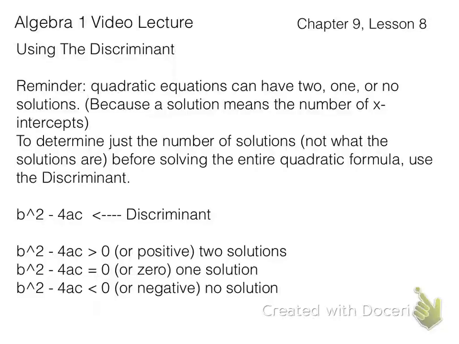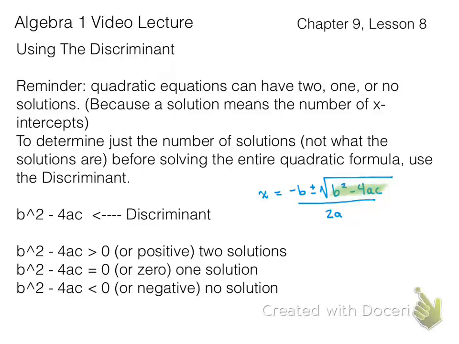Remember that quadratic equations can have two, one, or no solutions, because a solution means an x-intercept. To determine just the number of solutions, not what the solutions are, before solving the entire quadratic formula, we use the discriminant. The discriminant is this lovely little short formula, b to the second power minus 4ac, and it might look very familiar because it's actually from within the quadratic formula.